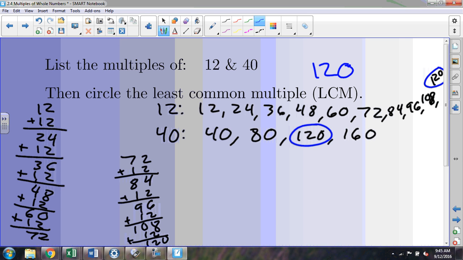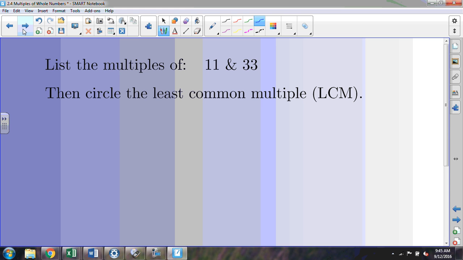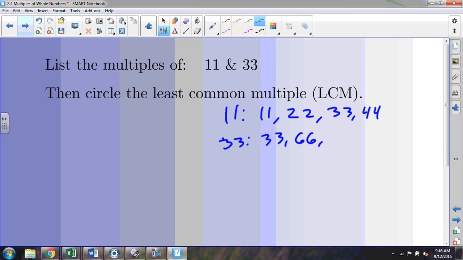We can create these lists just by repeatedly adding. What about 11 and 33? Doesn't take very long at all for us to find them here. We've got that common 33. So we're done.